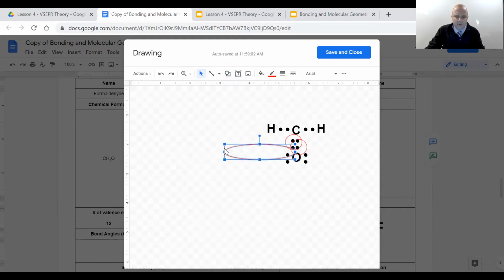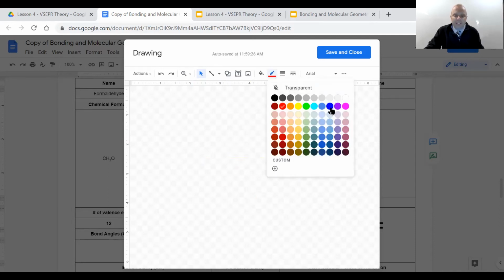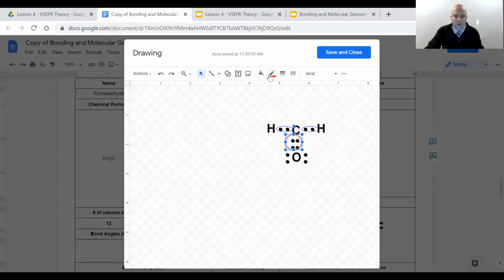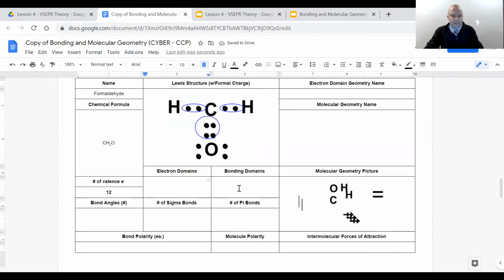Next electron domain that we're going to do is going to be up here on the top. That's 2. And the third one is going to be right here. And I have an extra circle, which I'm going to get rid of. So we have 3 electron domains. And if you notice, all 3 of them are in between atoms. So all 3 of them are bonding domains. So in our electron domains and bonding domains, we're going to put a 3 and then another 3.